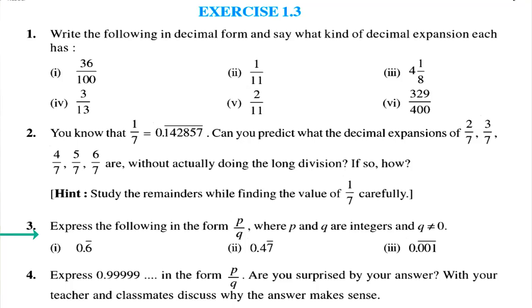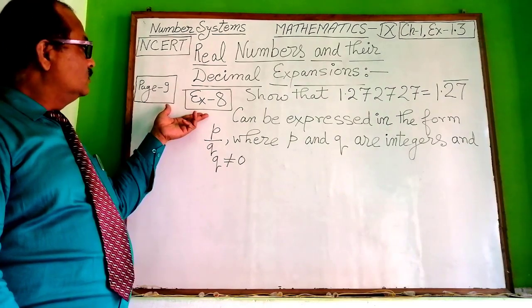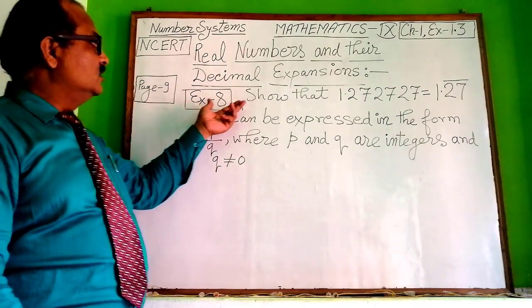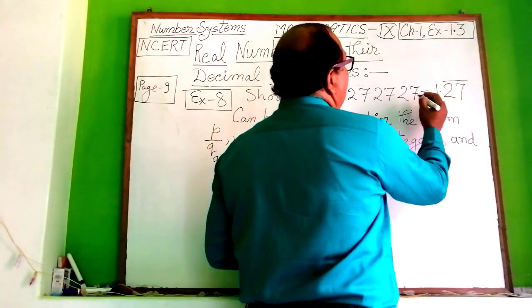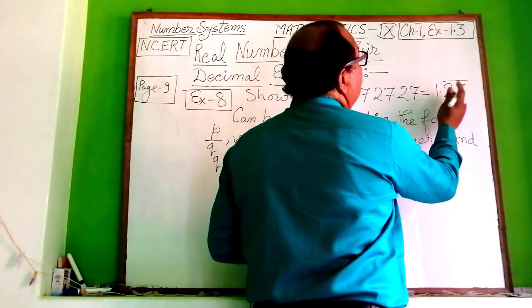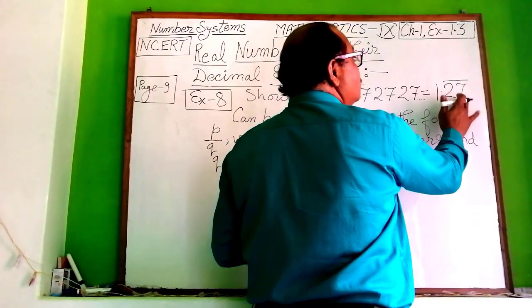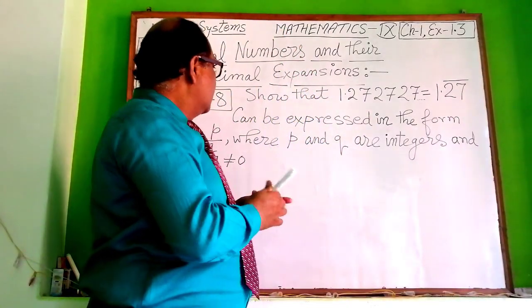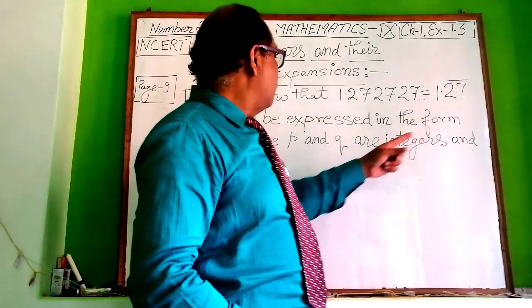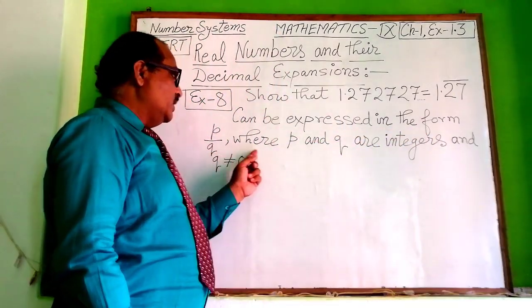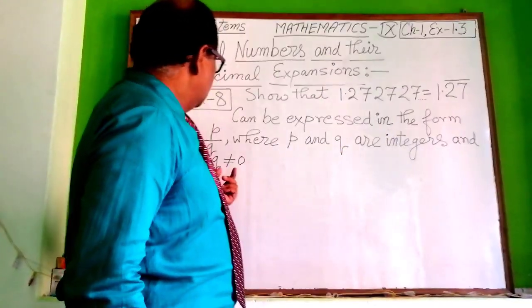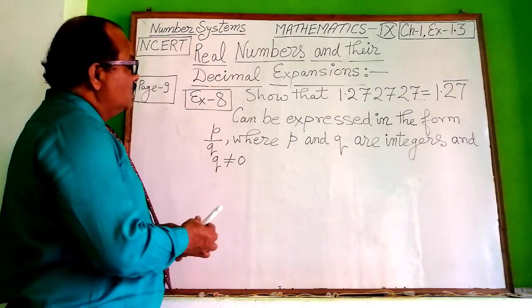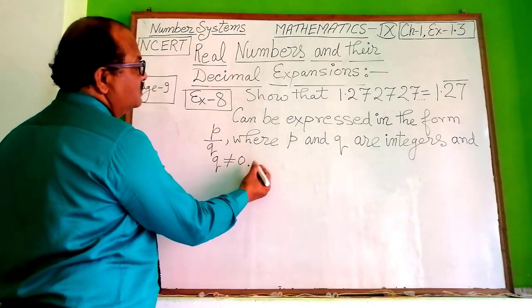For question number 3, how will you perform it? Just see example number 8. Show that 1.272727, which can be written as 1.27 repeating, can be expressed in the form P upon Q, where P and Q are integers and Q is not equal to 0. So let us see how we will do this question.